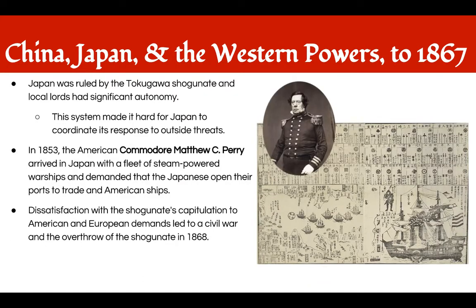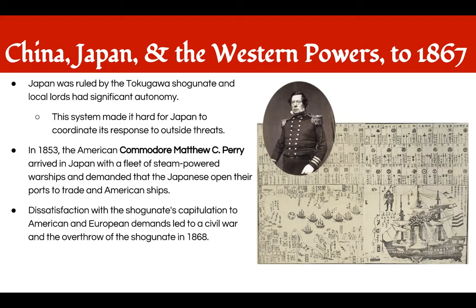In Japan, though, we see a different story. Up to 1867, we see Japan ruled by the Tokugawa shogunate, and local lords have significant autonomy. This system really makes it hard, of course, for Japan to coordinate responses to outside threats. So in 1853, when the American Commodore Matthew Perry arrives in Japan with a fleet of huge steam-powered warships, the United States could demand that Japan open their ports to trade with American ships, and eventually that happens.